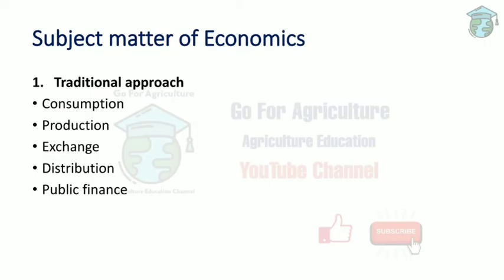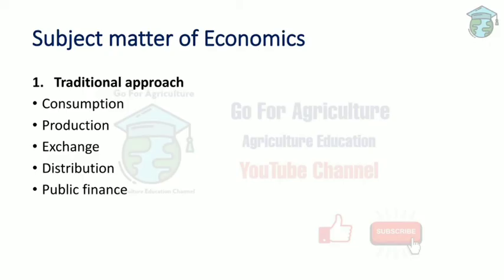If we see distribution, we all know that for the production process we should have many resources like land, labor, capital, and organization. For these production resources, they will earn their payment: the landowner gets the rent, the laborers get the wage, the capitalist is given the interest, and the entrepreneur is rewarded with profit. This rewarding of the resources for the production process is called distribution. And public finance studies how the government gets money and how it spends it.